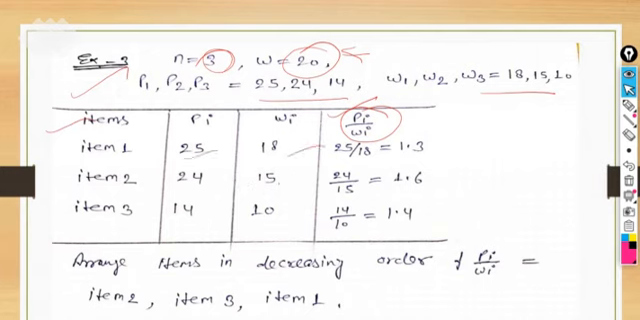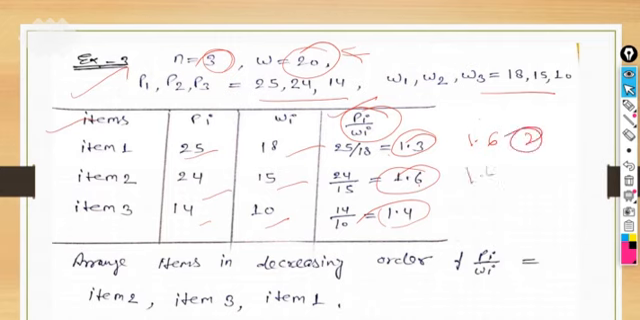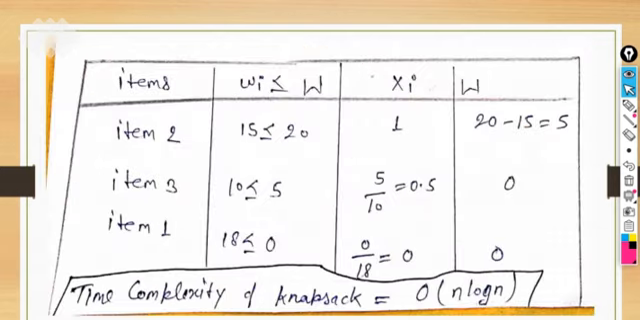25 divided by 18, 24 divided by 15, 15 divided by 10. After division we get 1.3, 1.6 and 1.4. Now we have to arrange all these in decreasing order. 1.6, item number 2, we have to take first, then 1.4, item number 3, then 1.3, item number 1. This is the decreasing order of all these per unit values.